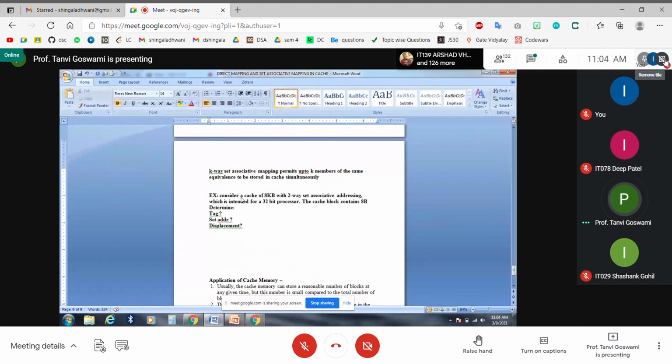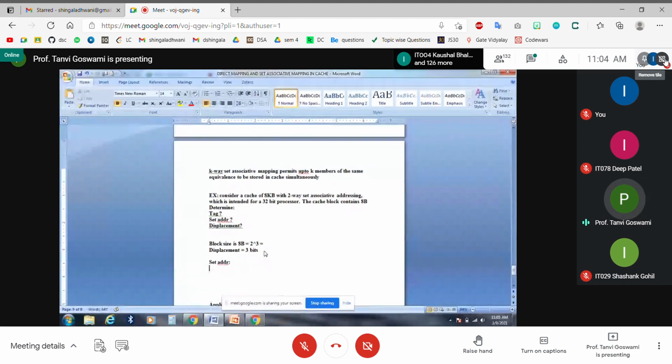What is given with us? First thing we will find out is that the block size is 8 bytes, which is nothing but 2 raised to 3. The memory is byte addressable. In order to refer 1 byte, we need 3 bits. So displacement will be of 3 bits. So out of 32 bits, 3 bits is for displacement.